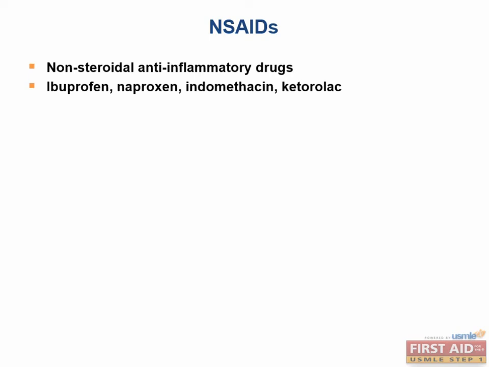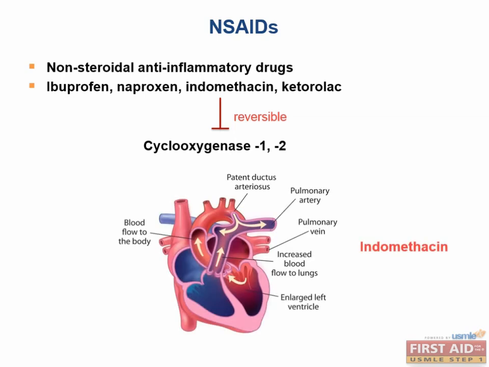What is the major difference between NSAIDs and aspirin? NSAIDs cause reversible inhibition of COX-1 and 2. The uses, therefore, are very similar, with antipyretic, analgesic, and anti-inflammatory uses, but not as much of an antiplatelet effect. What is indomethacin classically used for in pediatric patients with a machine-like murmur? It's used to close a PDA when it's open.